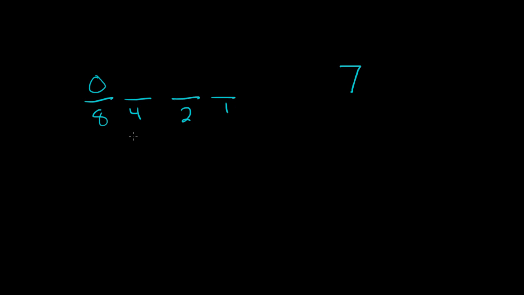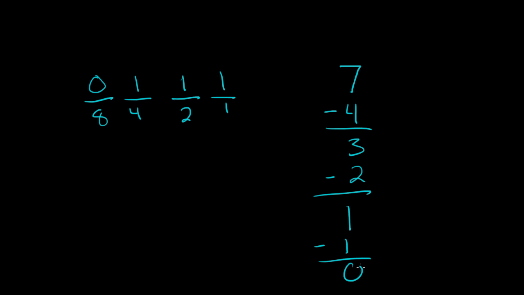Now, because we can subtract 4 from 7 and still have a positive number, we'll put a 1 there, so we'll do 7 minus 4, which gives us 3. And because we can take 2 away from 3, we'll also put a 1 in that column and subtract 2, giving us 1. And because we can take 1 away from 1, which gives us 0, we put a 1 there. And so we've successfully converted our decimal number 7 into binary with 0, 1, 1, 1.